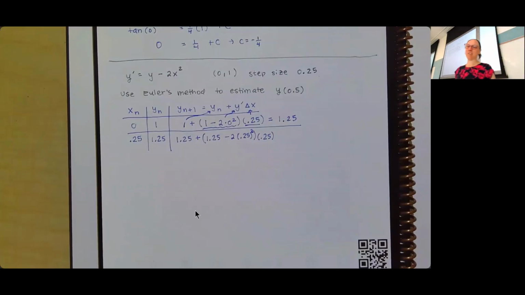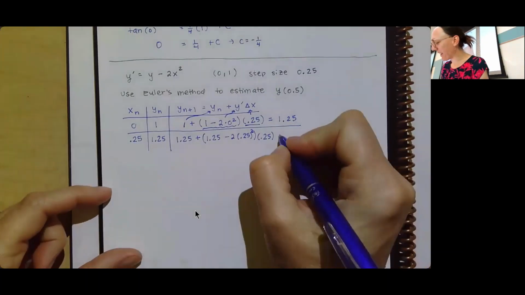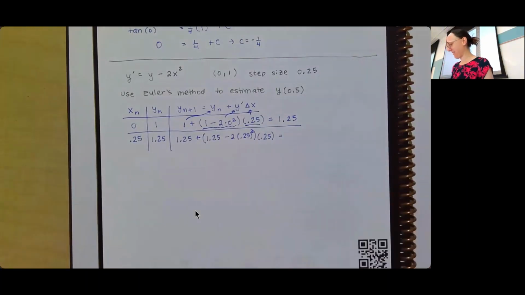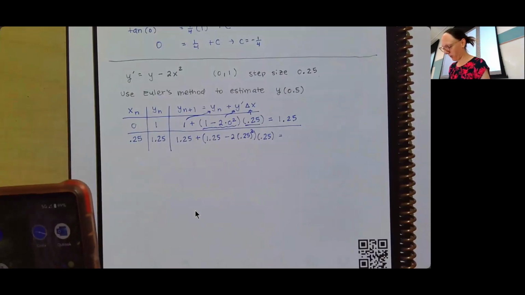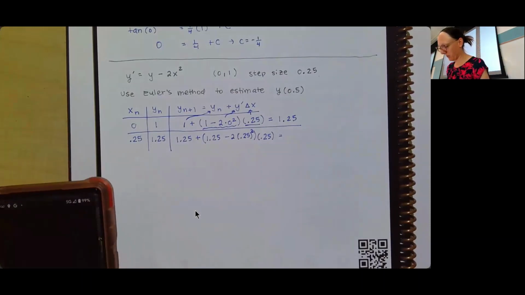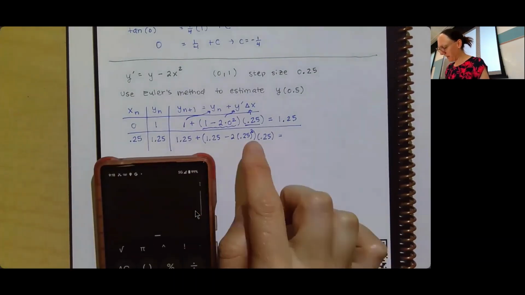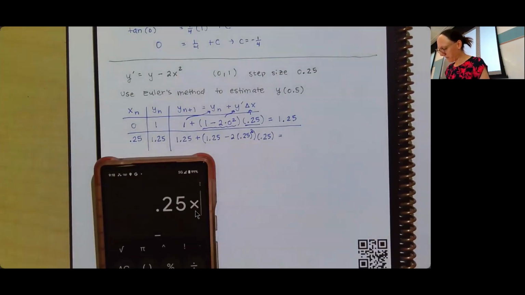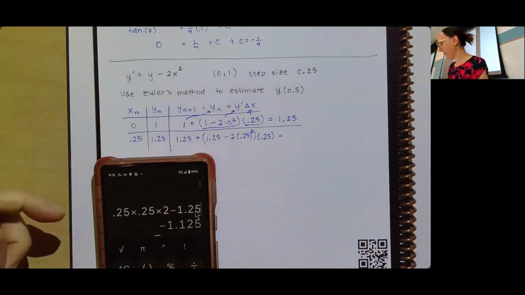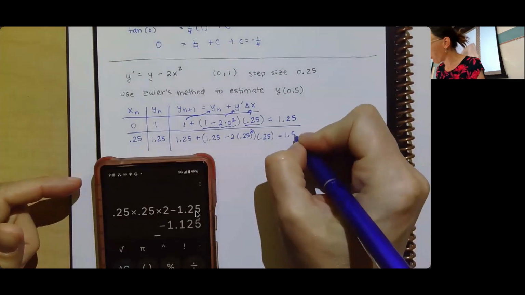Okay. So this number that we get here, like I said, I could do that by hand, but I'm going in on the calculator. If someone beats me to it, you can just let me know what answer you got. But 0.25 times 0.25 times 2. So 1.33? 1.53. Cool.